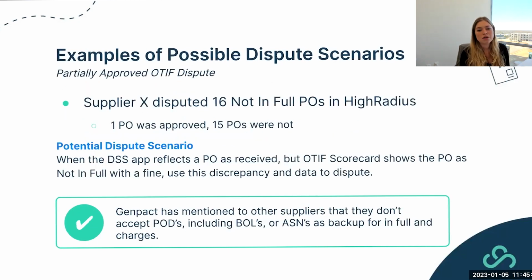Okay, so there could be a partially approved OTIF dispute, which is interesting. What happens is whenever the DSS app reflects that a PO has been received, but the OTIF scorecard shows the PO is not in full with a fine. So this is what we were talking about before, where the different systems may not align. DSS says that it's been received, and then your OTIF scorecard says that it's not in full. So this is something that you can actually go and dispute.